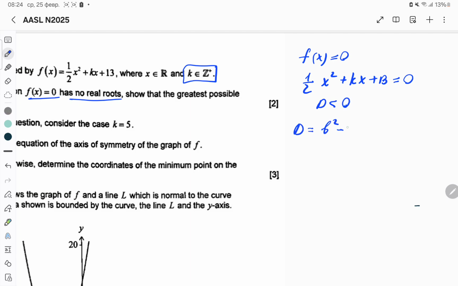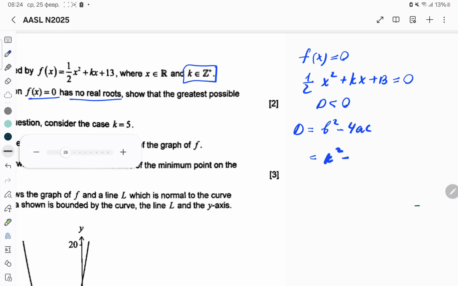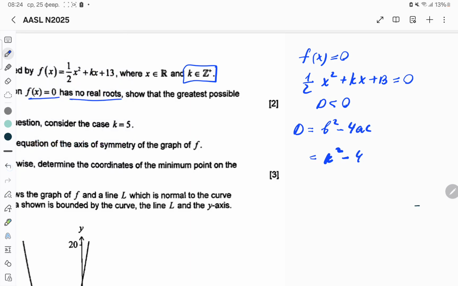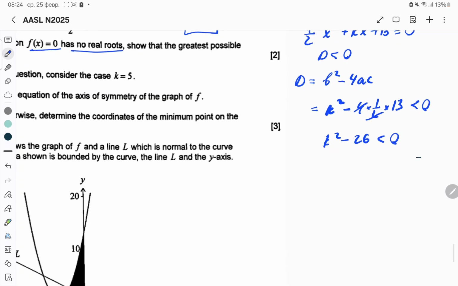According to the formula, it's b squared minus 4ac. Our b is k, so k squared minus 4 times a, which is 1 over 2, times c, which is 13, less than 0. So it is k squared minus 26 less than 0. We have to solve this inequality. How to solve this inequality?